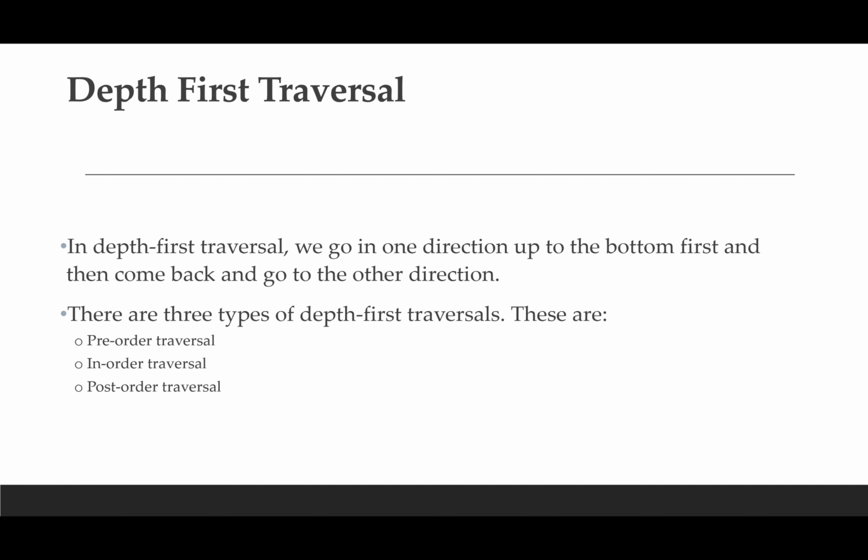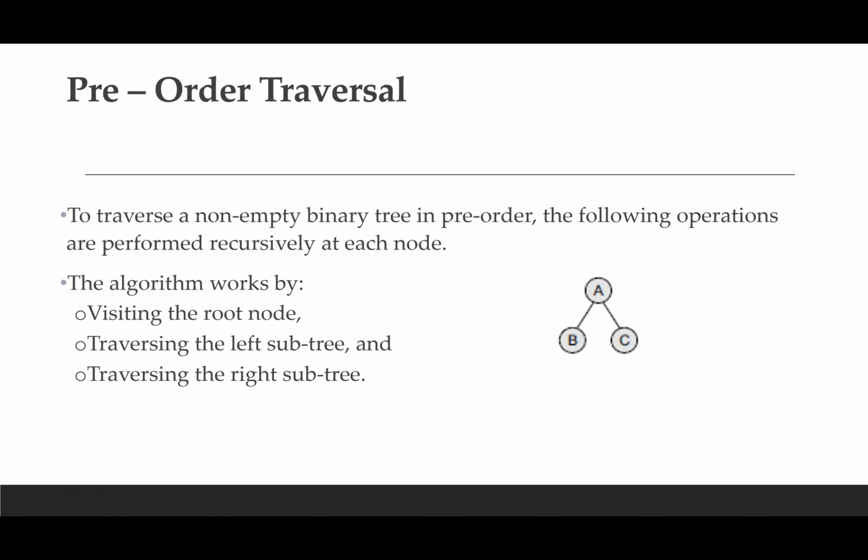Another method is depth first search. Here we go in one direction from top to bottom first, and then we come back and go in another direction. It is categorized into three types: pre-order traversal, in-order traversal, and post-order traversal. These are the three different methods in depth first search. First, we will see pre-order traversal. If it is a non-empty binary tree, we have to follow these three steps: first visit the root node, then the left subtree, and third the right subtree. These are the three steps for pre-order traversal.